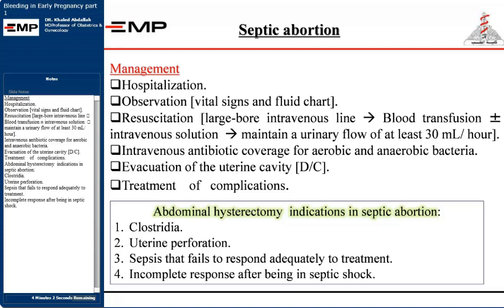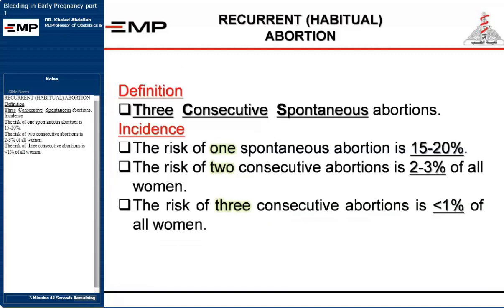evacuation of the uterine cavity by D/C. Treatment of complications: abdominal hysterectomy. Indications in septic abortion: clostridia, uterine perforation, sepsis that fails to respond adequately to treatment, incomplete response after being in septic shock.